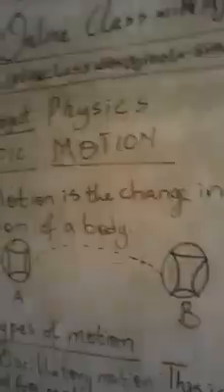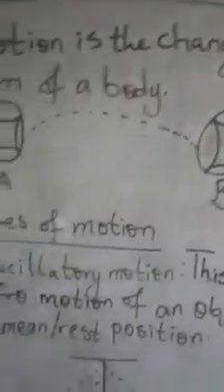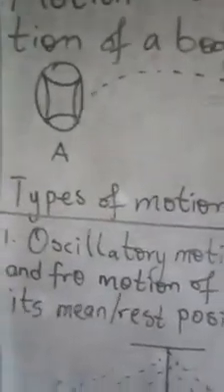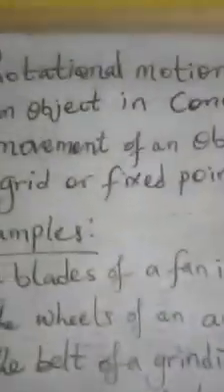So right now, we have been able to look at motion. We said motion is the change in position of an object, as an object changes from one position to the other. And we looked at the types of motion. The first type we looked at is oscillatory motion. The next type is translational motion. And the last type we looked at is rotational motion.